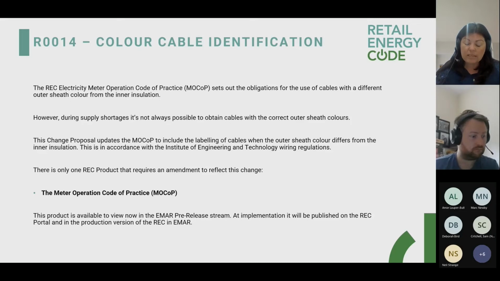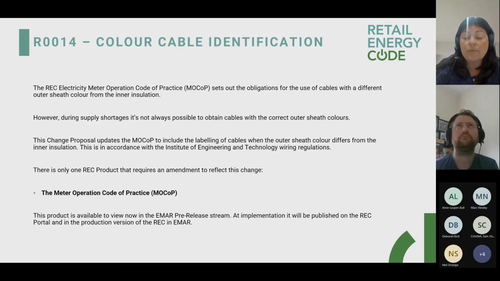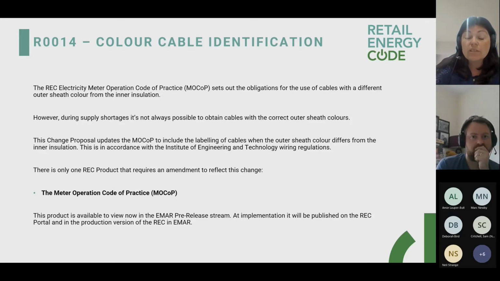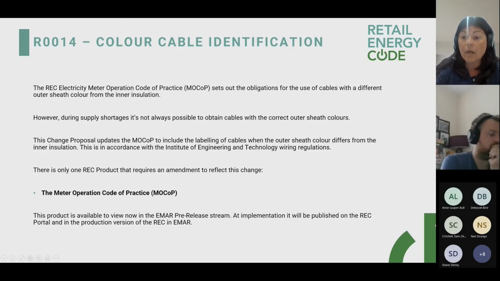So what has been identified is that sometimes there is a supply shortage, and when using cables, it's been difficult at times to identify an outer sheath colour that matches the inner insulation. Sorry, my words aren't coming out very well at the moment. So that causes an issue. So we're looking to resolve that issue via R14. The solution for that is to follow the Institute of Engineering and Technology's wiring regulations by using an alphanumeric code.